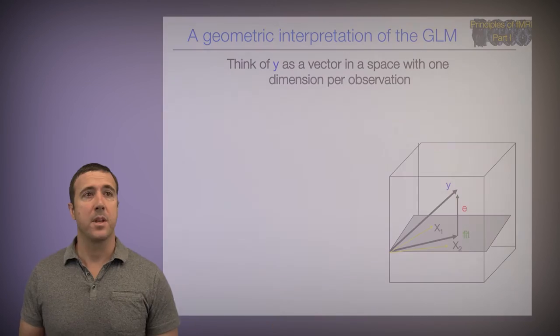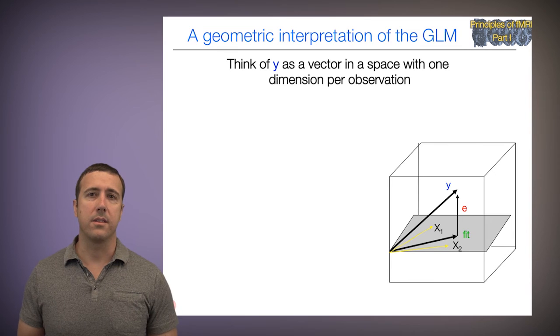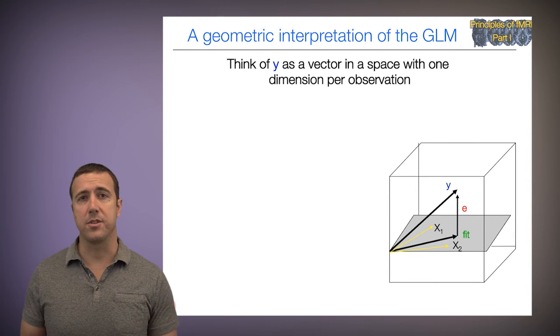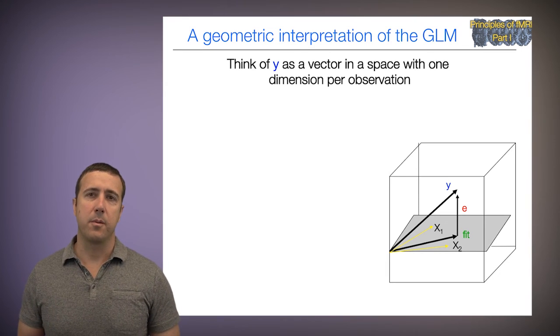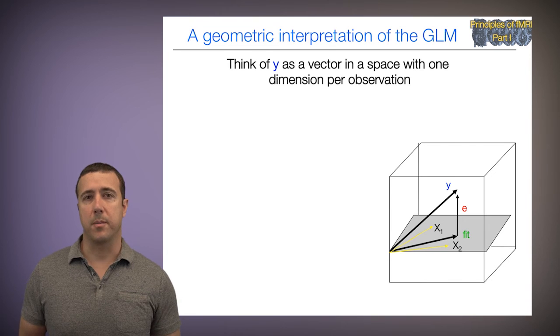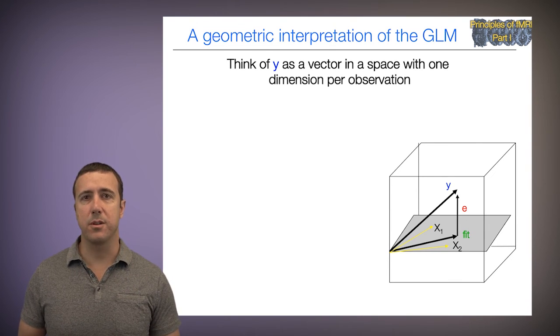Understanding estimation allows us to understand the GLM in a geometric way. So let's think of y, the dependent variable, as a vector in the space with one dimension per observation, usually per subject. So now imagine a data set with 3 subjects. There are 3 dimensions in y. So y is a vector in 3-dimensional space. Let's also imagine we have a model with 2 parameters, 2 regressors. That means that the model space spans 2 dimensions.